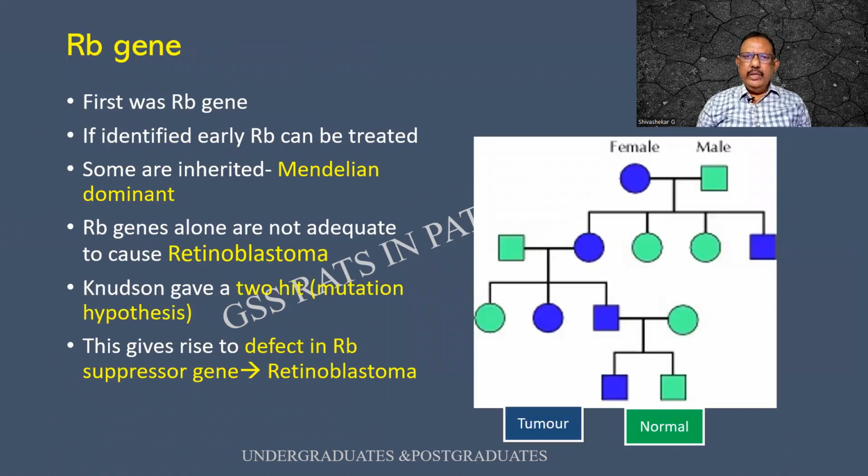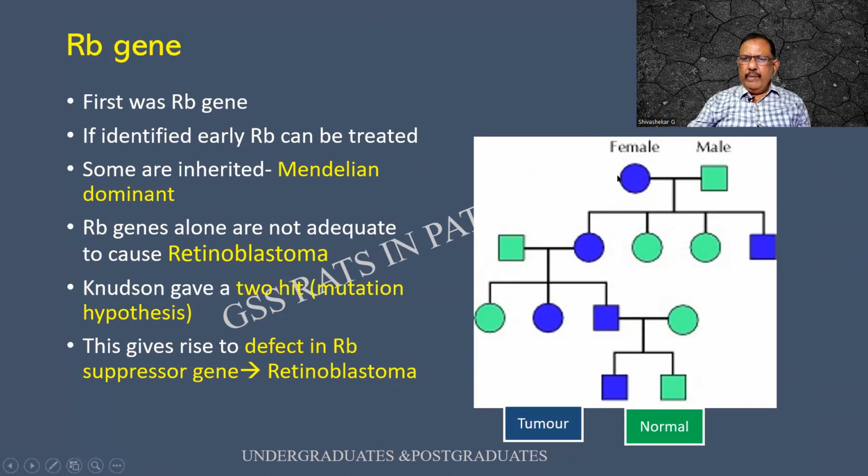First, we shall go to the interesting RB gene, or the retinoblastoma gene. This was the first tumor suppressor gene that was identified. If identified early, retinoblastoma can be treated well. That is what the reference says. Some of them are inherited as Mendelian dominant. As I told you, we'll go to the picture first.